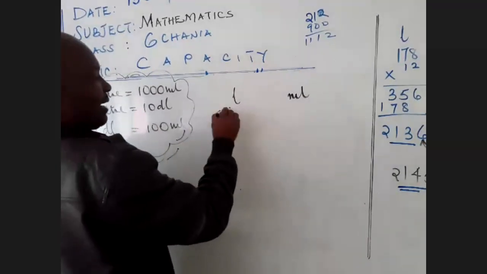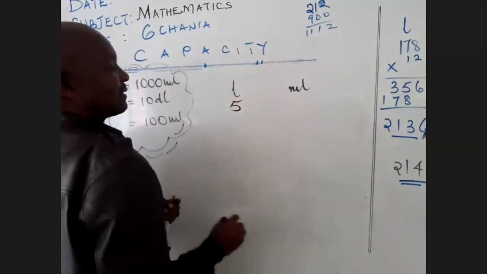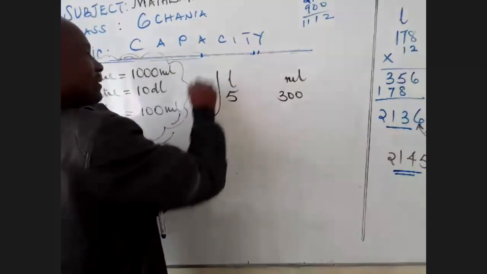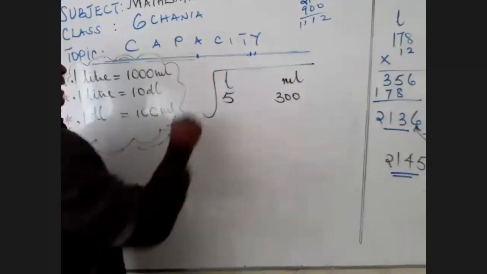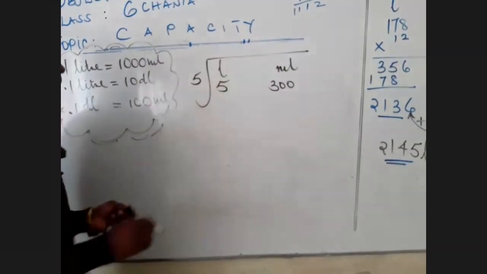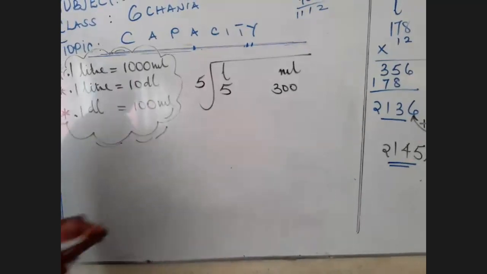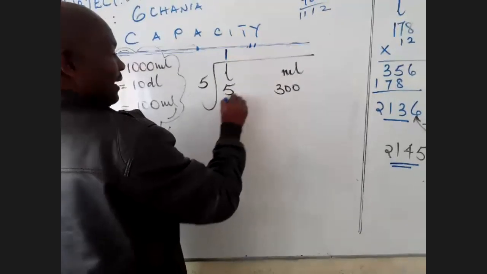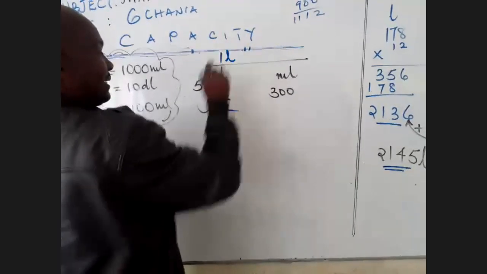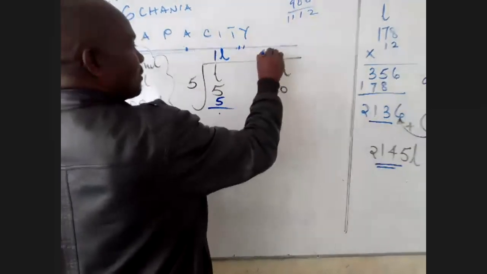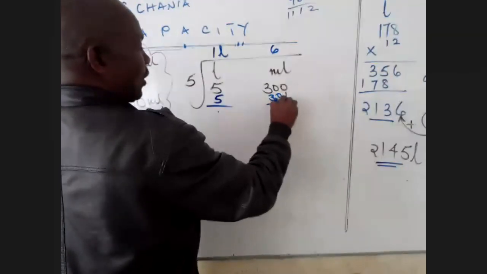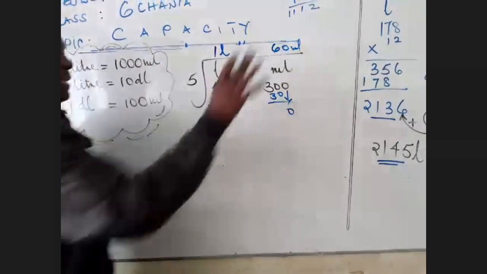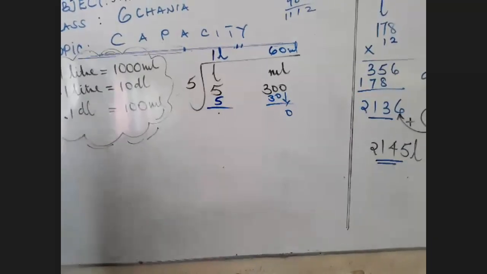Let's say we have 5 liters and 300 milliliters. Share all this among 5 people. Divide by 5 as usual. 5 goes there only once because of 5. Nothing remains, so 1 liter. 5 goes there 6 because of 30. Drop the 0 and your 0 is there. So simple. 1 liter, 6 milliliters. It's that simple.